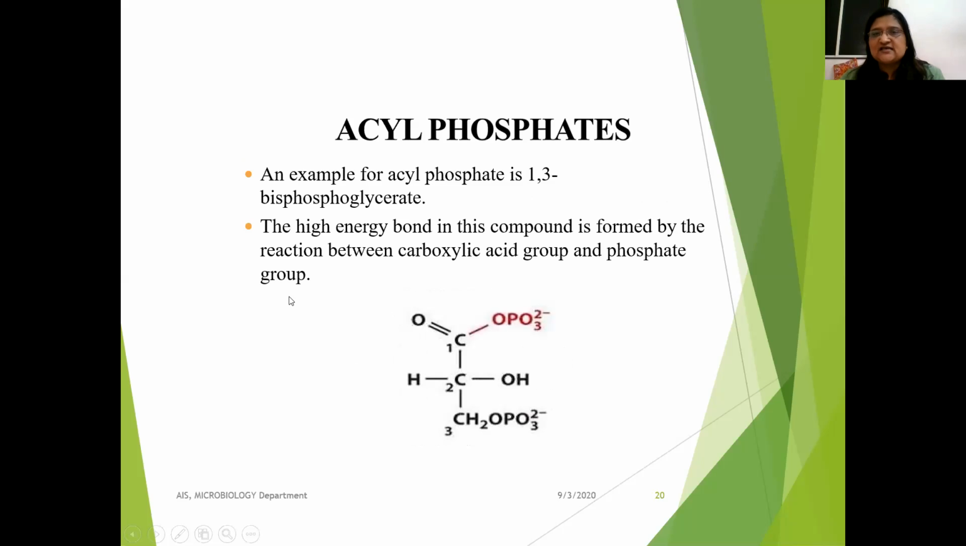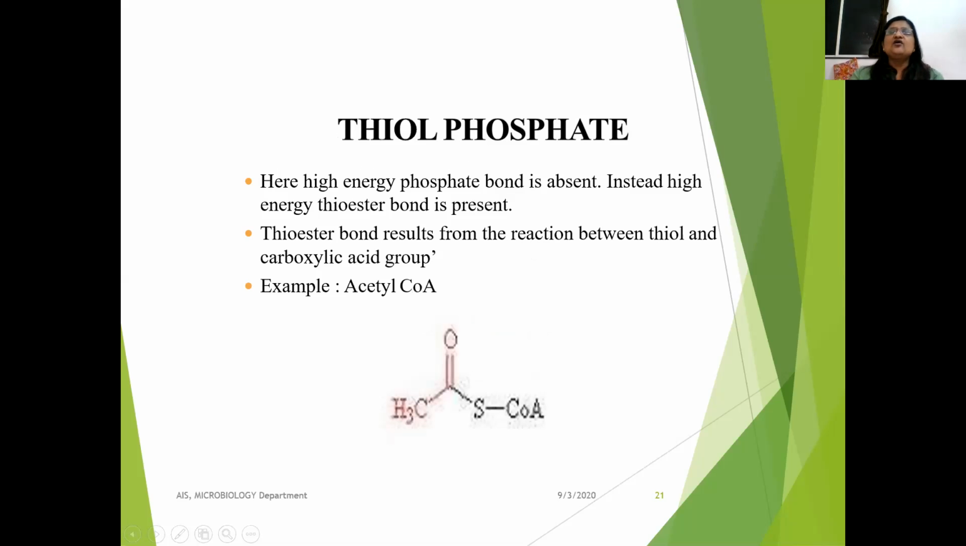Now the third one is acyl phosphates. An example of an acyl phosphate is 1,3-bisphosphoglycerate, also known as 1,3-diphosphoglycerate. The energy bonds are formed by the reaction between a carboxylic group and a phosphate group, as you can see in the given example.